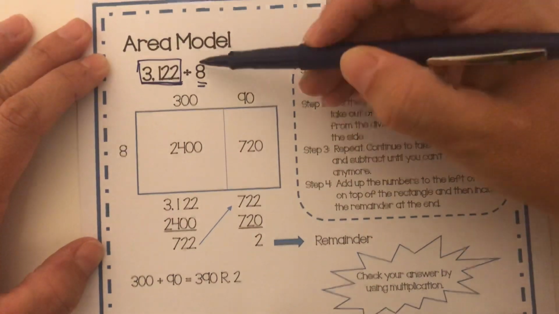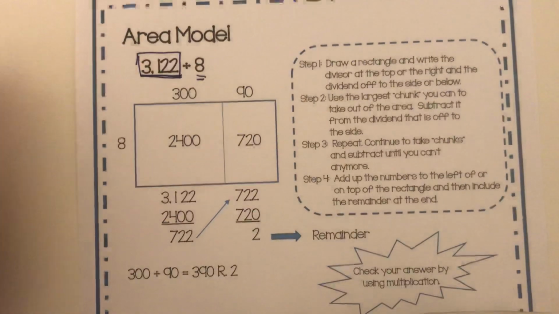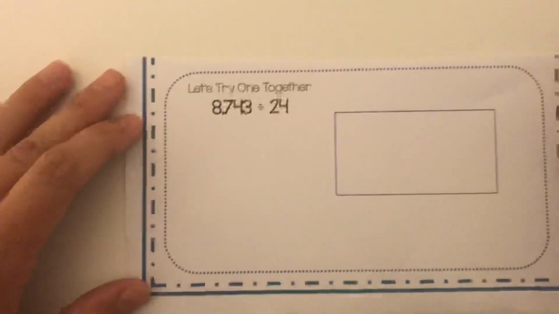We are looking for what number times 8 is equal to 3,122. So let's take a look at the problem down below so that we can work on this one together.